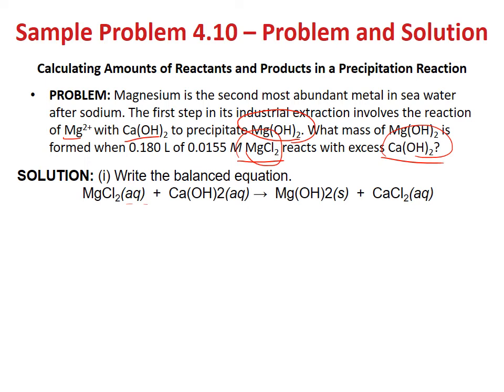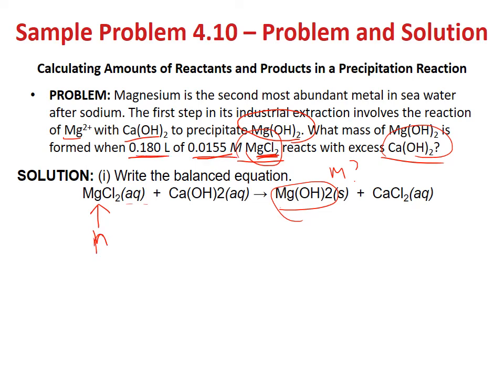Okay. So next, we want to find what is the given information and what needs to be calculated. The given is the volume and the molarity of magnesium chloride. So magnesium chloride information is given. And we want to calculate the mass of the product magnesium hydroxide. Okay, we want to calculate grams. As we know, the stoichiometry is based on molarity, so it's based on moles. So first we need to calculate the moles of the reactant magnesium chloride using volume and molarity.